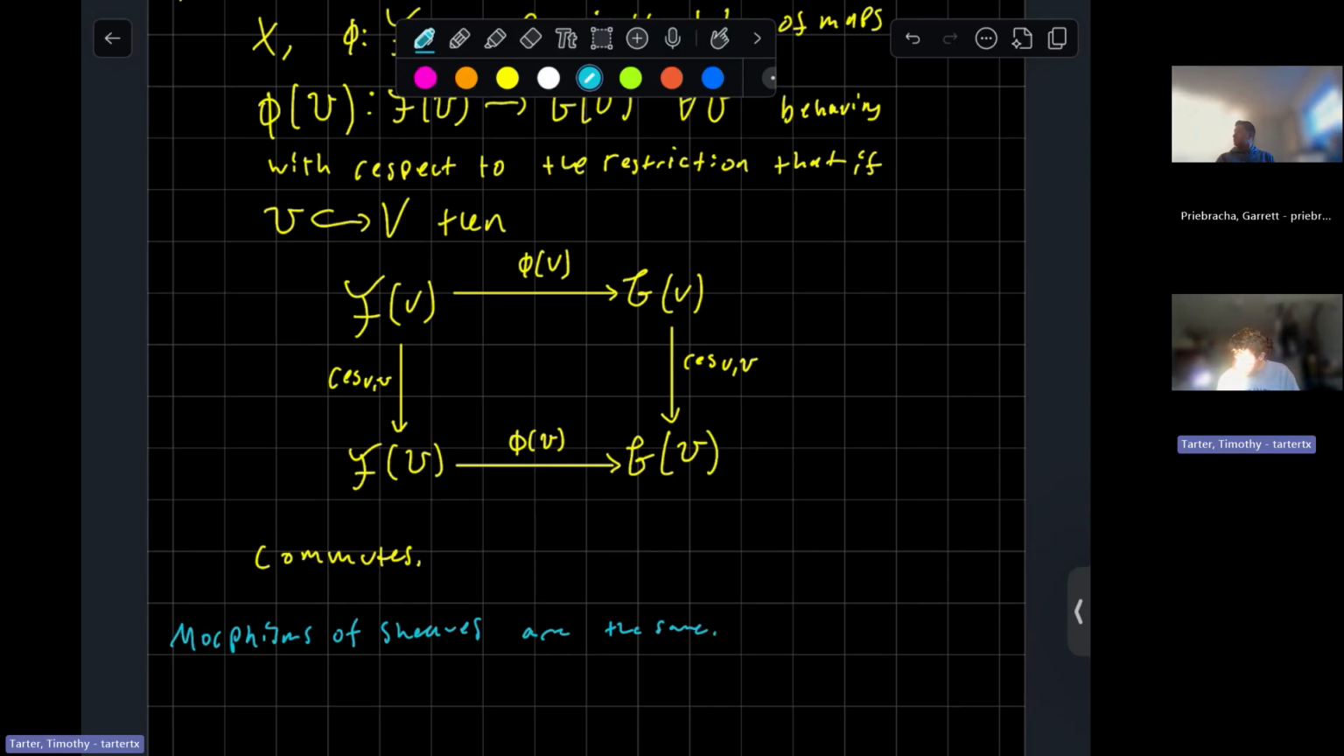An example of a morphism of sheaves is the map from the sheaf of smooth functions on R to the sheaf of continuous functions. This is a forgetful map because we forget that the functions are differentiable and remember only that they are continuous.